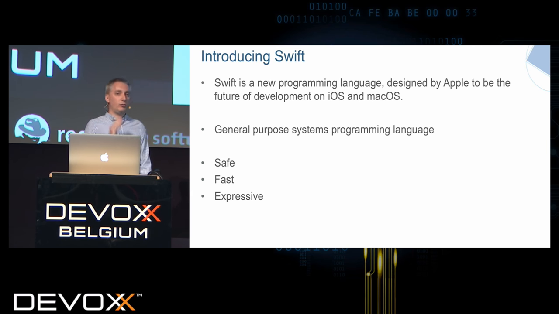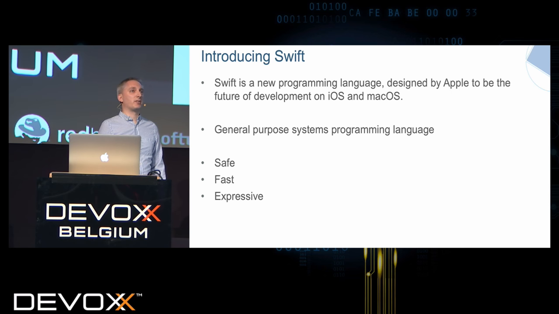So what's Swift? It's a new programming language designed by Apple to be the future of iOS and macOS development. So I can see a lot of people with Apple hardware in the room. For the last 20 plus years, if you were developing applications for macOS or more recently for iOS, tvOS, watchOS, you would have been doing that in Objective-C. But Apple are engaged in a huge migration effort to move that developer community from Objective-C to Swift, and that has been ongoing for a number of years now, and that migration is still happening.